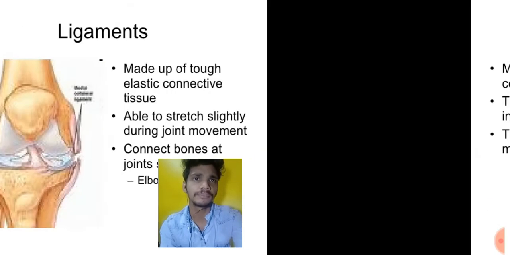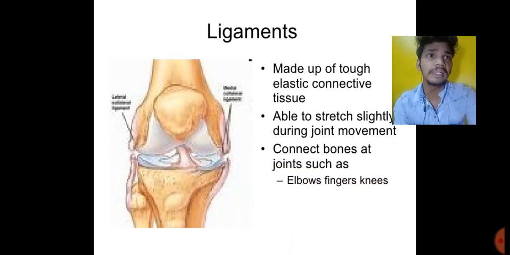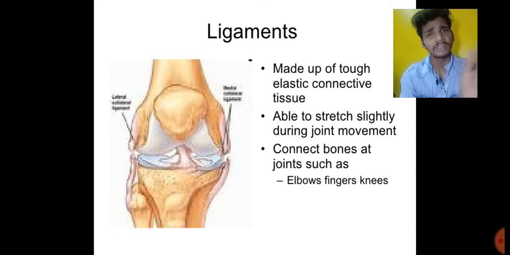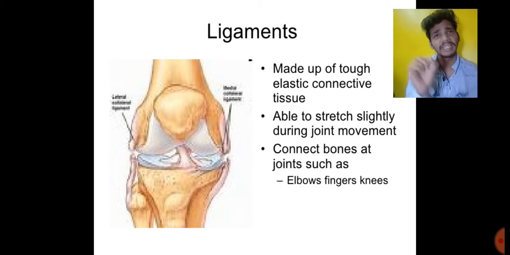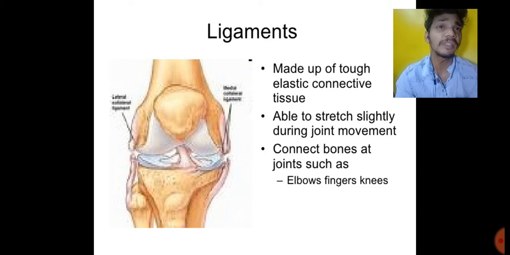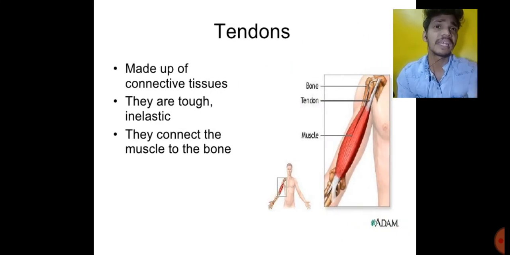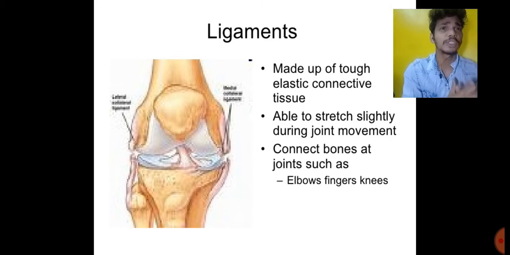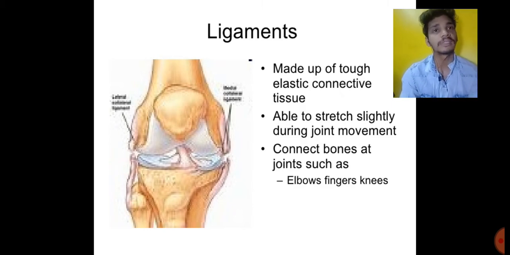You can see this in the diagram. But when you talk about the ligaments, that is a very important thing. At a joint there is a liquid fluid, and ligaments connect the bone to the bone. They are made up of tough elastic tissue. Tendons are inelastic, but ligaments are elastic because they provide elasticity for movement, able to stretch slightly during joint movement, and connect the bones at joints such as the elbow, fingers and knees.